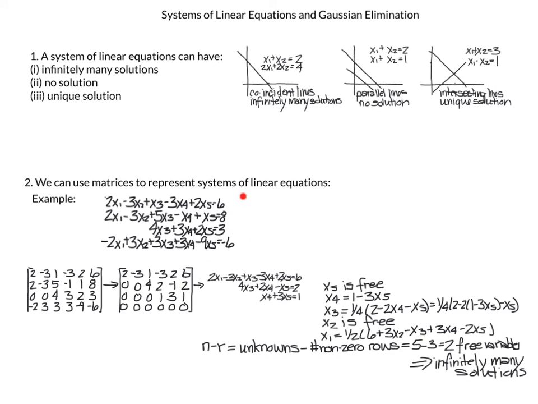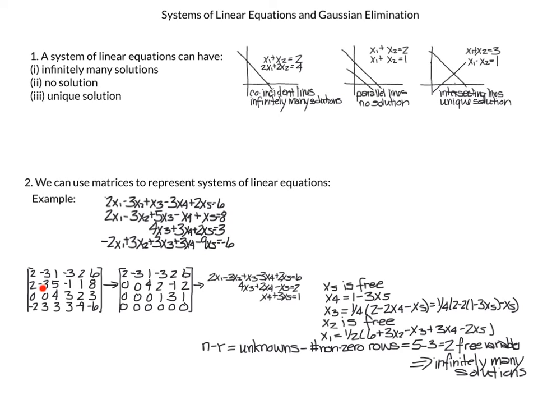One more example, which is a little bit bigger. We have the system of equations 2x1 minus 3x2 plus x3 minus 3x4 plus 2x5 equals 6. The second equation, 2x1 minus 3x2 plus 5x3 minus x4 plus x5 equals 8. The third equation, 4x3 plus 3x4 plus 2x5 equals 3. And the last equation, minus 2x1 plus 3x2 plus 3x3 plus 3x4 minus 9x5 is equal to negative 6.